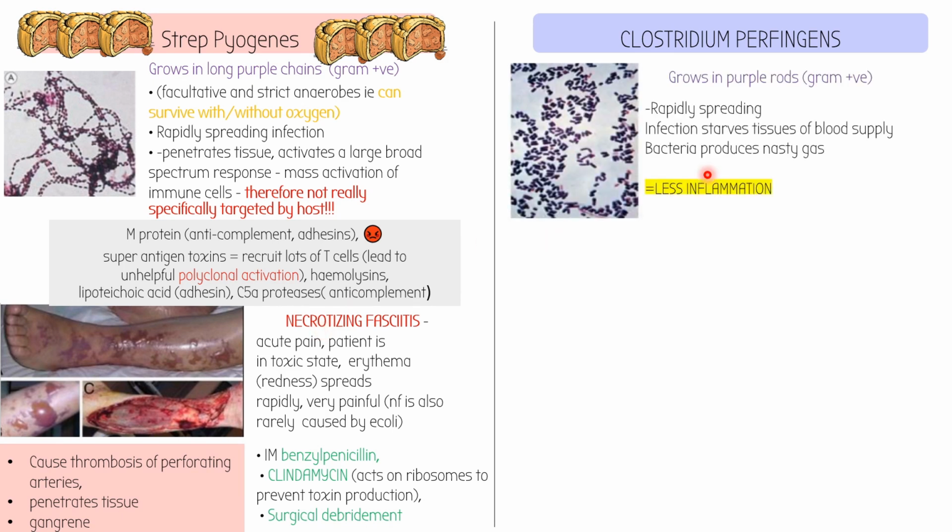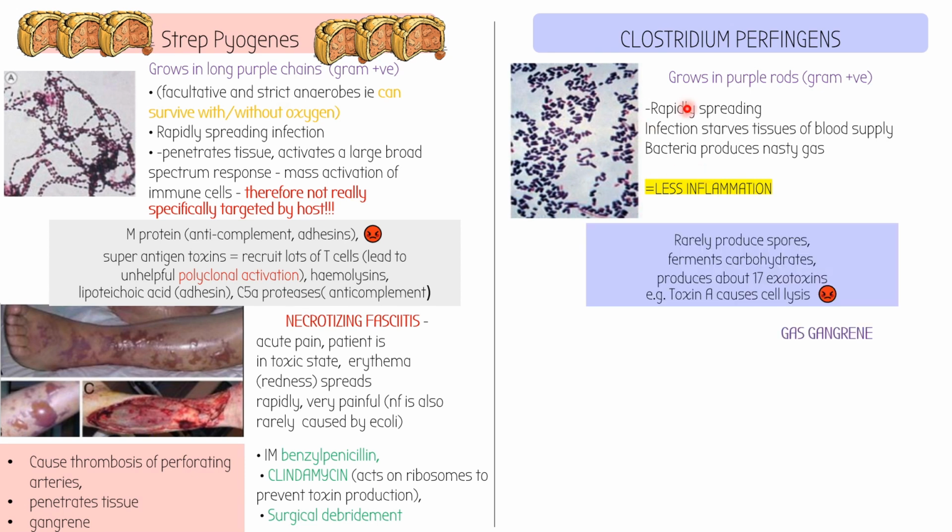I think it's pronounced Clostridium. This produces a nasty gas that starves the tissue of blood supply. Because we're starving the tissue of blood supply, we can actually get less T and B cells there, leading to less inflammation. There are a few virulence factors.